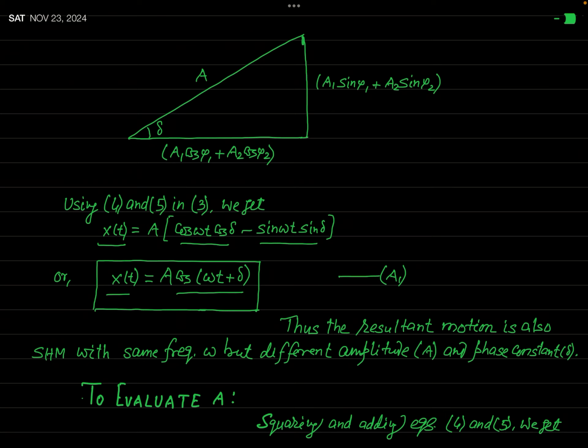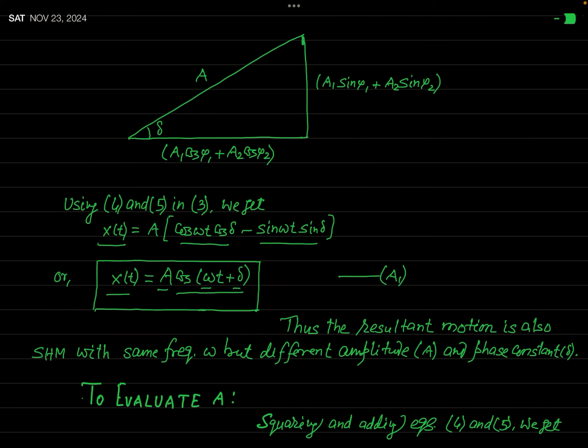This equation also represents a simple harmonic motion with the same frequency omega but different amplitude A and different phase constant delta. Here A is different from both A1 and A2, and delta is different from both phi 1 and phi 2. So this is the equation of motion of the resulting SHM. After superposition of these two SHMs of equal frequencies, we again get an SHM along the x-axis.